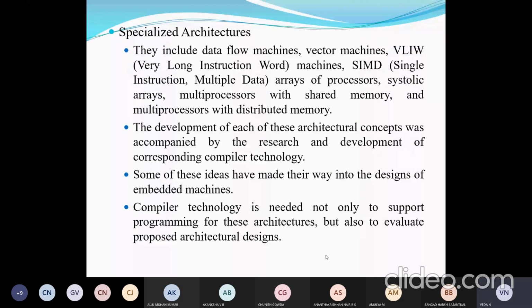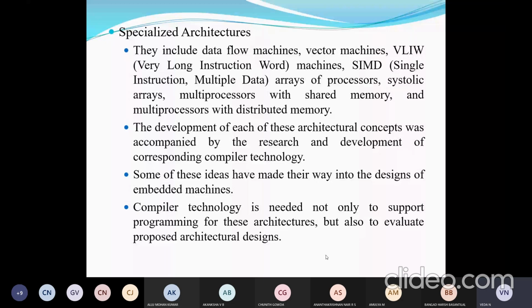Okay, other than that, there are different specialized architectures. They include data flow machines, vector machines, VLIW machines, SIMD, full form single instruction multiple data, array processors, systolic arrays, multiprocessors with shared memory, and multiprocessors with distributed memory. They are the different architectures which are available, okay? The development of these architecture concepts has come from much research, and some of these ideas have been included in embedded machines.